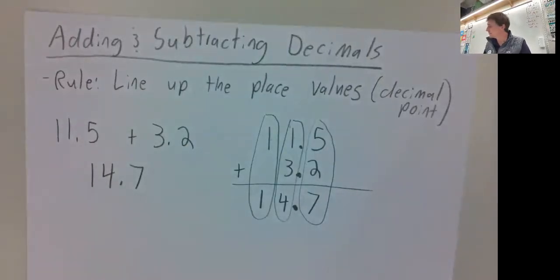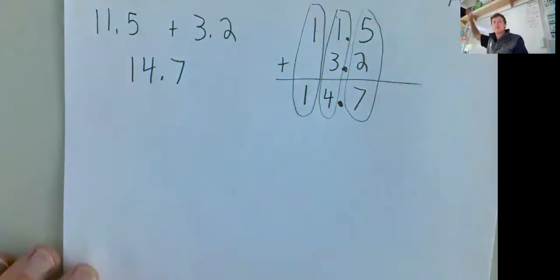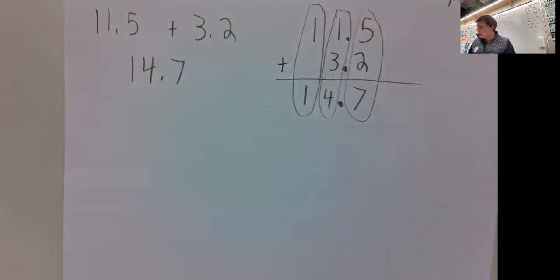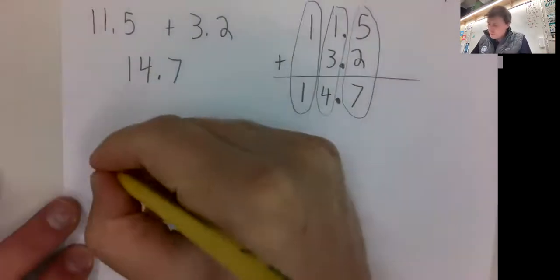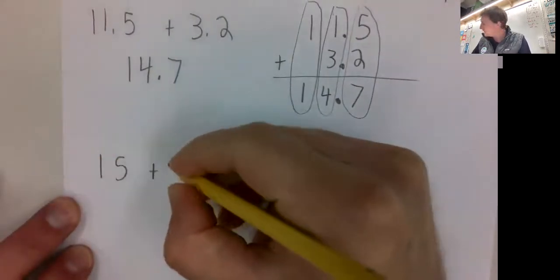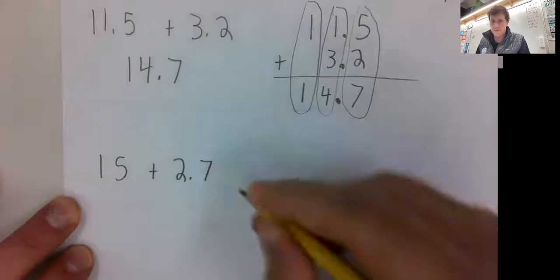Let's do another one. There goes my light. Come on, baby. Okay. Let's do 15 plus 2.7.